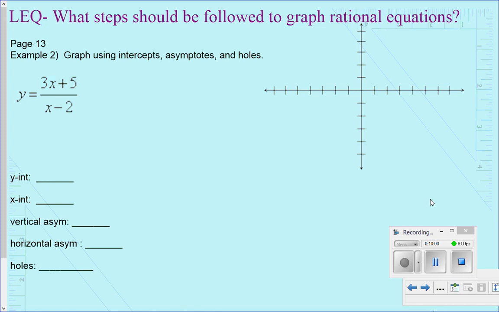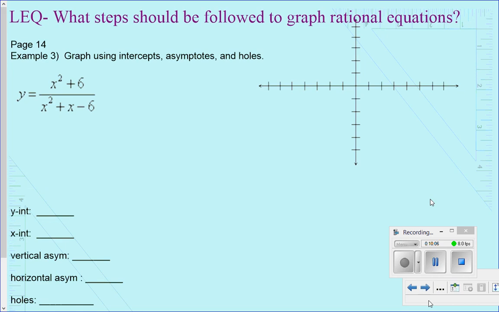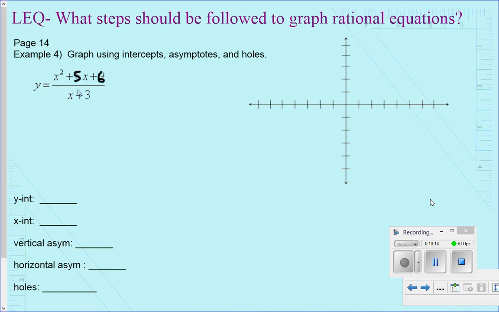So the next thing that we did was we actually skipped 2 and 3 for now. We did example 4. And I believe I did change the problem here so that it should say x squared plus 5x plus 6 over x plus 3. So we're going to graph that without a calculator. The first thing we're going to do, just like in the last example, is factor, if we can, which I think this one does: x plus 3, x plus 2. And then we're going to cross off common factors.